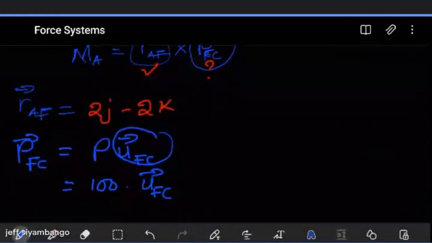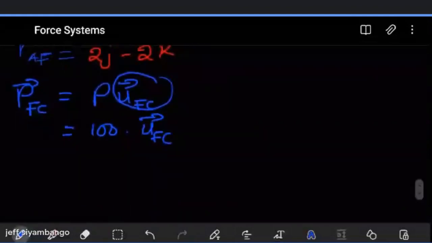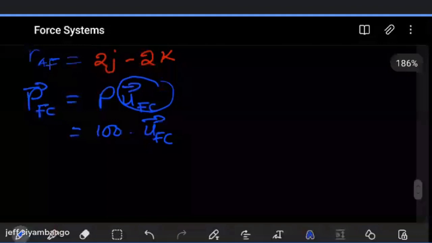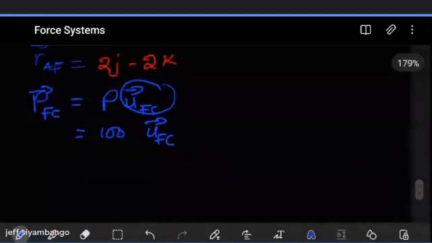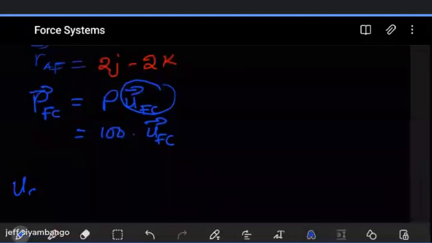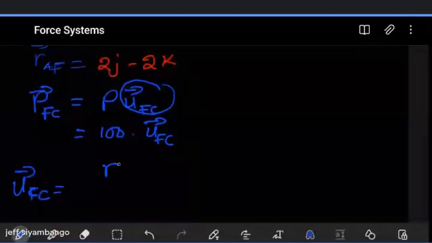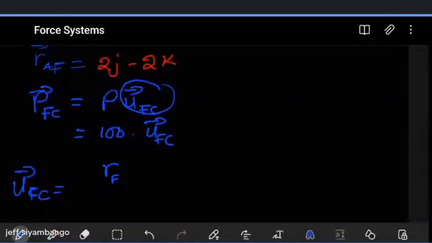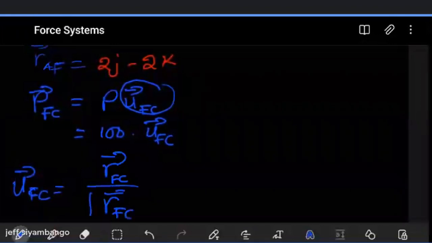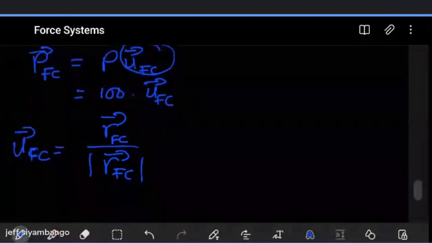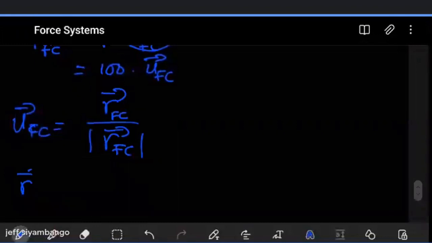To get this unit vector, just like before, we know that a unit vector from F to C will be given by the position vector running from F to C divided by its magnitude from F to C. So this is what we need. So let's get the position vector or displacement vector running from F to C. I keep interchanging position vector and displacement vector. I hope you guys are not confused, and know exactly what I mean.